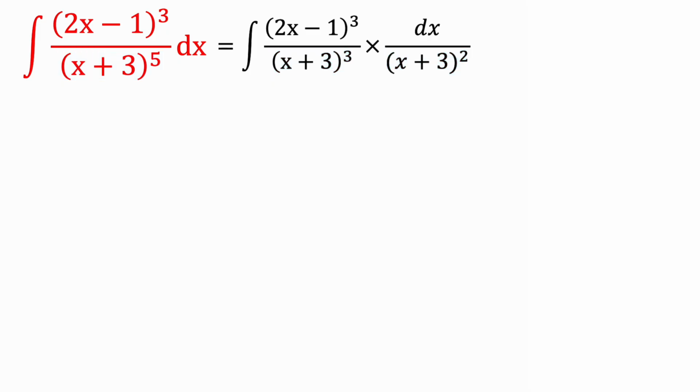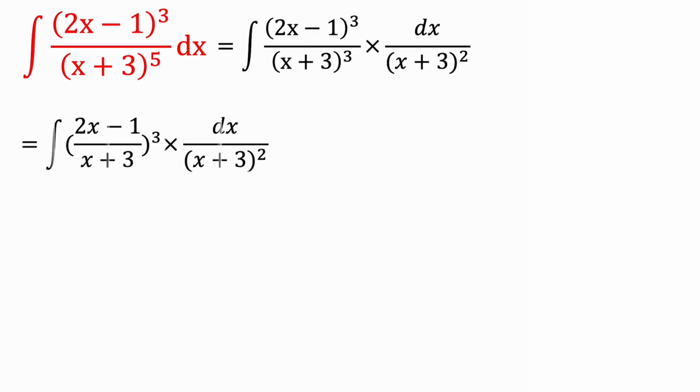Well, you recall the laws of exponents from high school. When the exponents are the same, we can write one exponent and divide the bases. This is why I wrote the expression this way. I took 2x minus 1 over x plus 3 and put the entire quantity to the power of 3. Now, what was left outside? dx over x plus 3 squared.